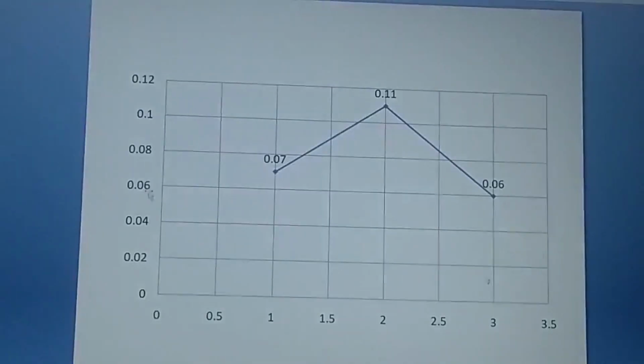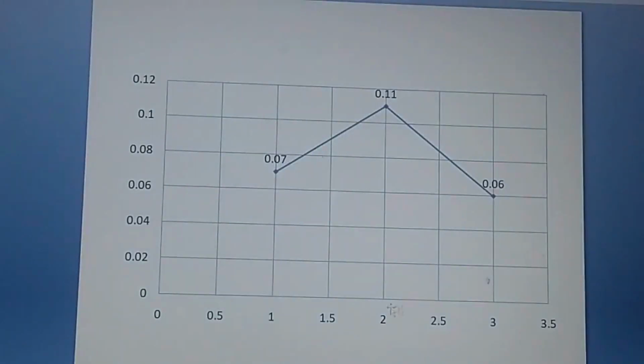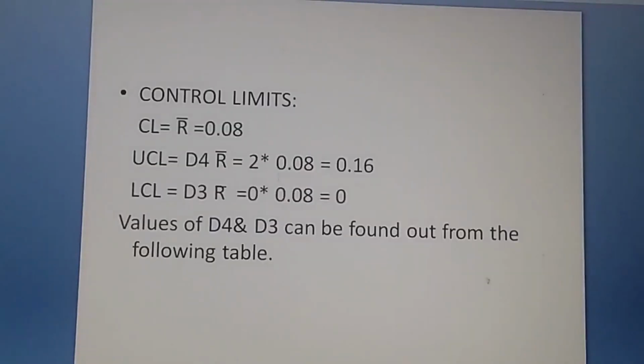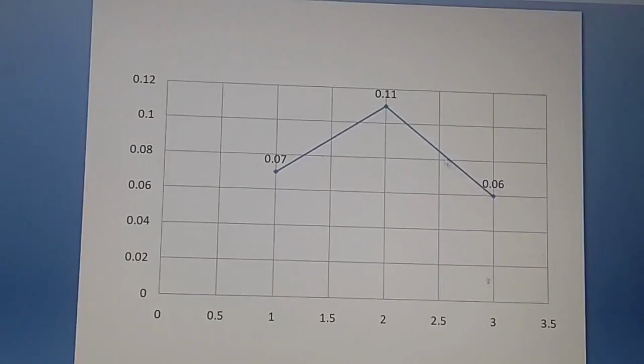After determining the values, we have plotted here, with the number of samples taken on the x-axis, that is 1, 2 and 3, and here the range values R1, R2, R3. We plot the graph in such a way that it will not go beyond the upper control limit value, that is 0.16, and it will not go below 0, the lower control limit. So all these observations are under control, that is, the sample observations are under control.